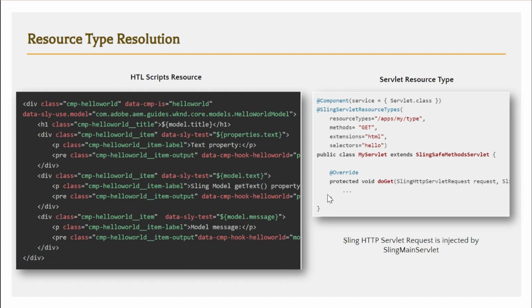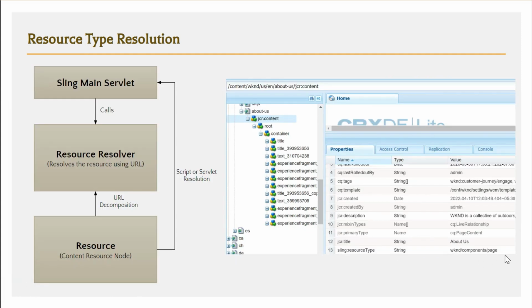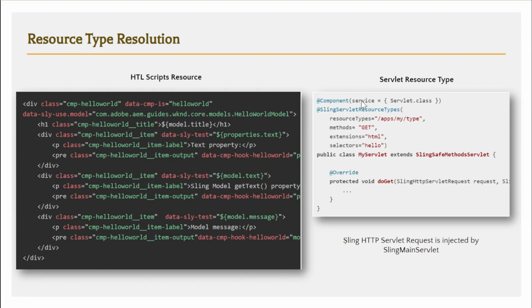This is the syntax. We have to say this is the OSGi component, and it is a service which is a servlet, and then we give the servlet resource type here. So here we are giving the resource type, and we give a certain path here. This path we can use here so that it automatically comes here and executes this code.